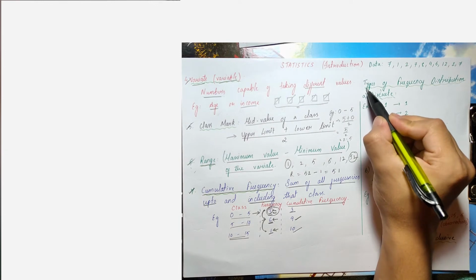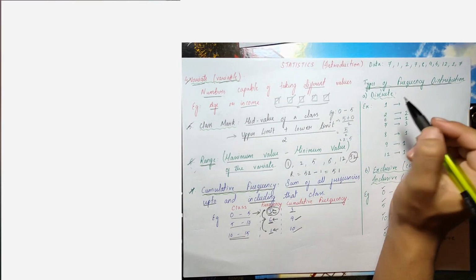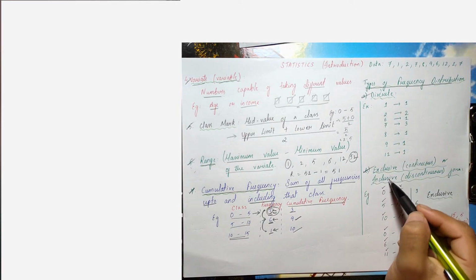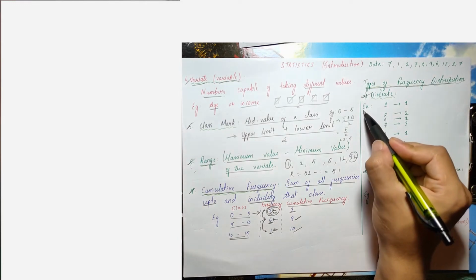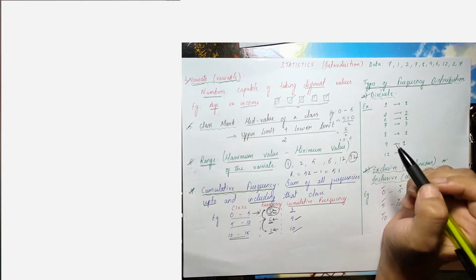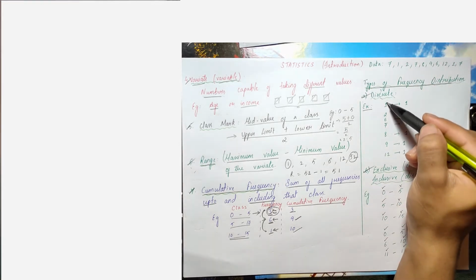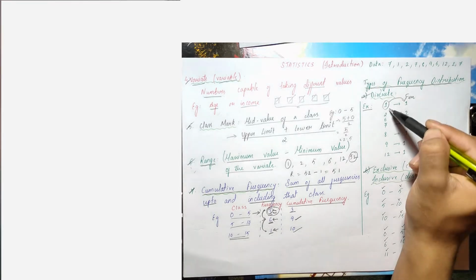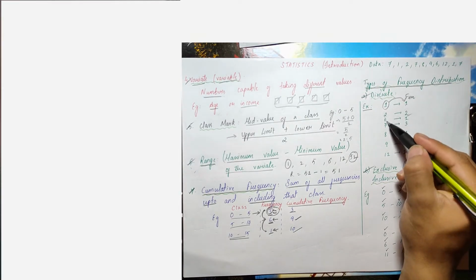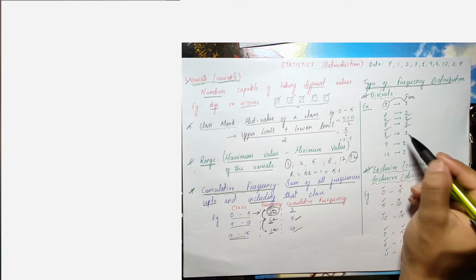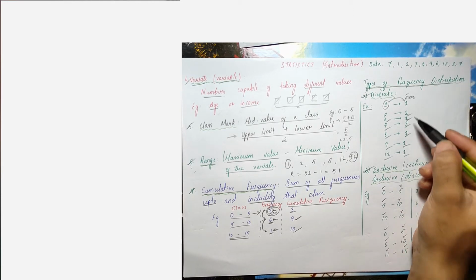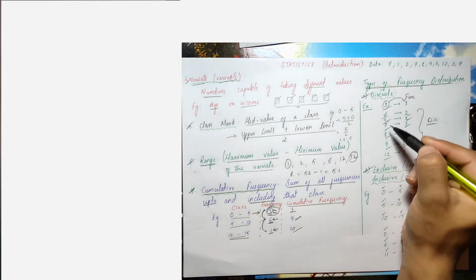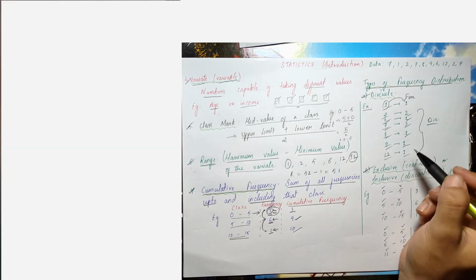Let us now look at the types of frequency distribution. There are two types of frequency distribution, that is discrete and exclusive or inclusive. Let us now discuss the discrete frequency distribution. Now let's say we have data like 1, and this is the frequency, so 1 is repeated once, 2 is repeated twice, 6 is repeated once, 7 is repeated thrice, 8 is repeated once, 9 once, 12 once. So these kind of data are known as discrete. Why discrete? Because these are just one single values.